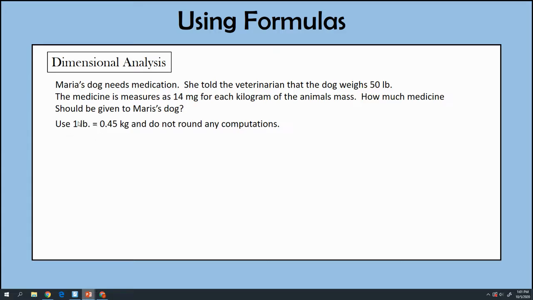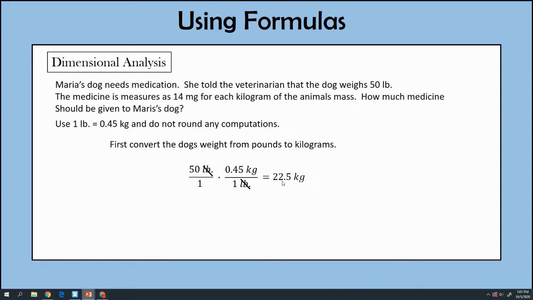All right. So we're told 1 pound is the same as 0.45 kilograms. The first thing we've got to do is convert the dog's weight from pounds to kilograms. So the dog weighs 50 pounds over one times. Now, what's my conversion rate? Well, 1 pound is 0.45 kilograms, but I want to write it so pounds is on the bottom and kilograms is on the top so I can cancel my pounds out to convert to kilograms. So I'm going to write 0.45 kilograms over 1 pound. The pounds cancel. 50 times 0.45. The dog's weight converts to 22.5 kilograms. Okay, so that's the number we have to use to figure out how much medicine.